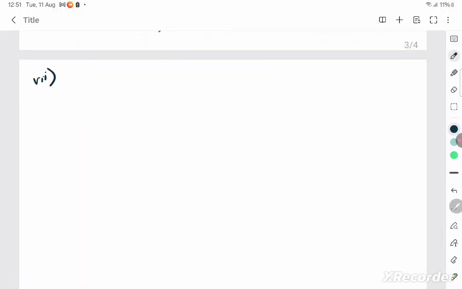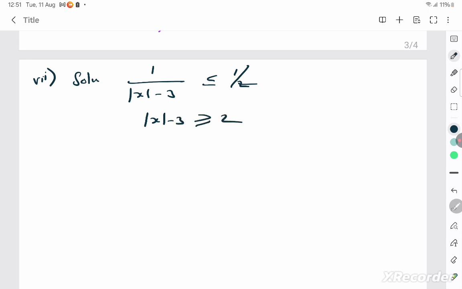This is the 7th sum. So no need to draw different graphs. We'll just combine one graph and draw from now. Solve 1 minus mod of x minus 3 is lesser than or equal to half. So they've given like this, okay. So therefore I can reciprocal it and the symbol will change. So I can write mod of x minus 3 is greater than or equal to 2. Do you know I can write like this? I can simply reciprocal and write like this. Mod of x minus 3 is greater than or equal to 2.